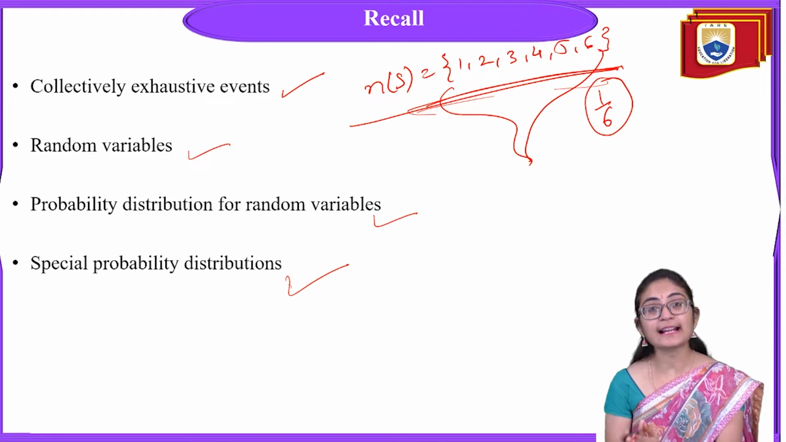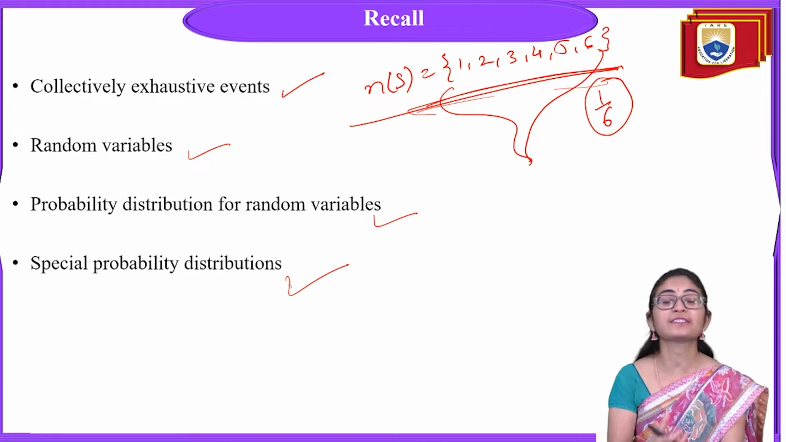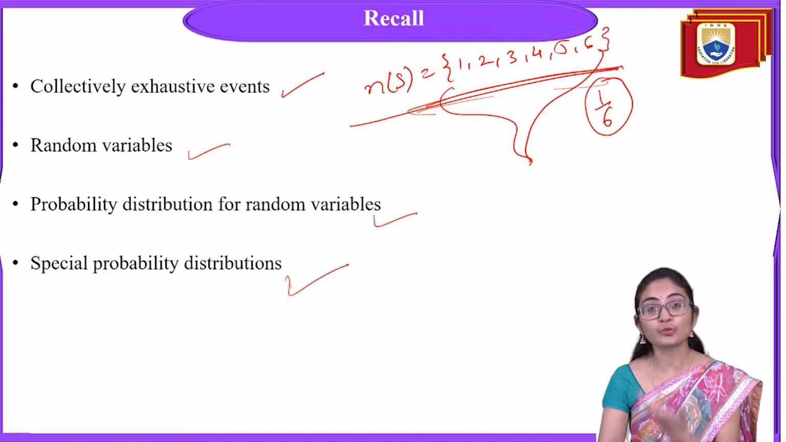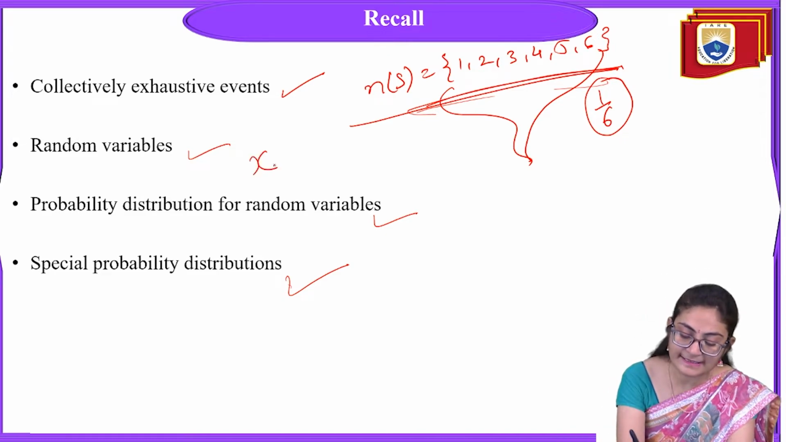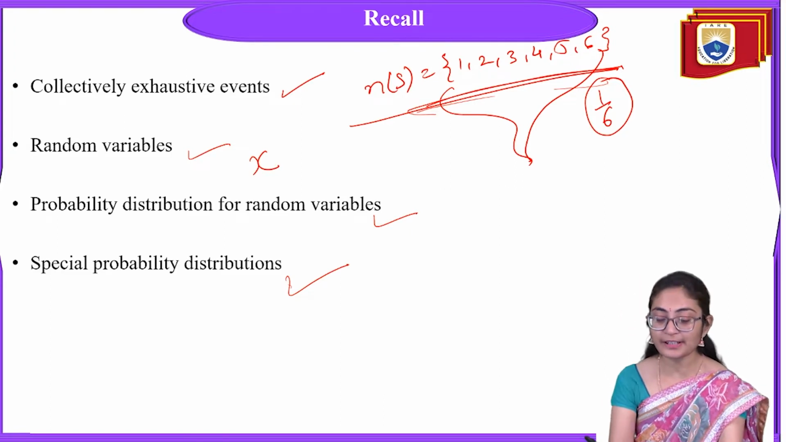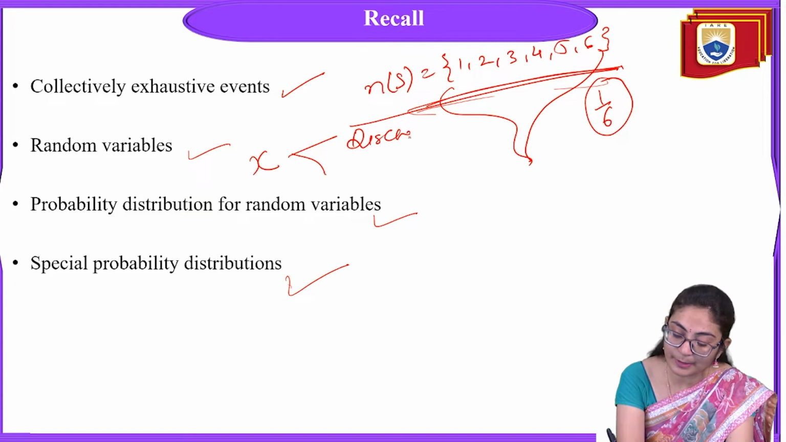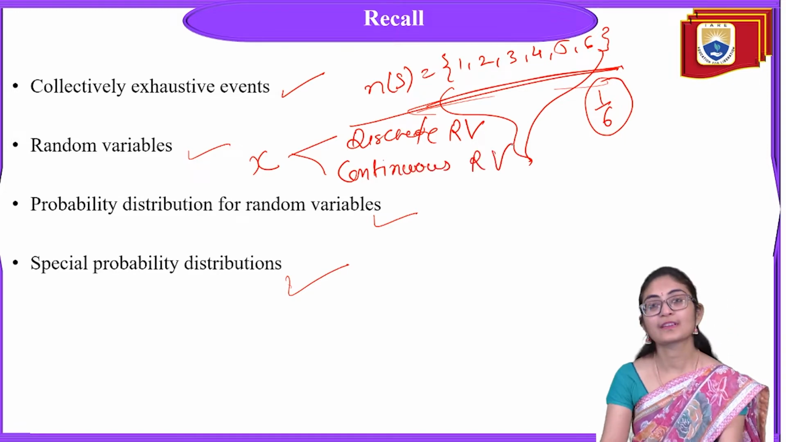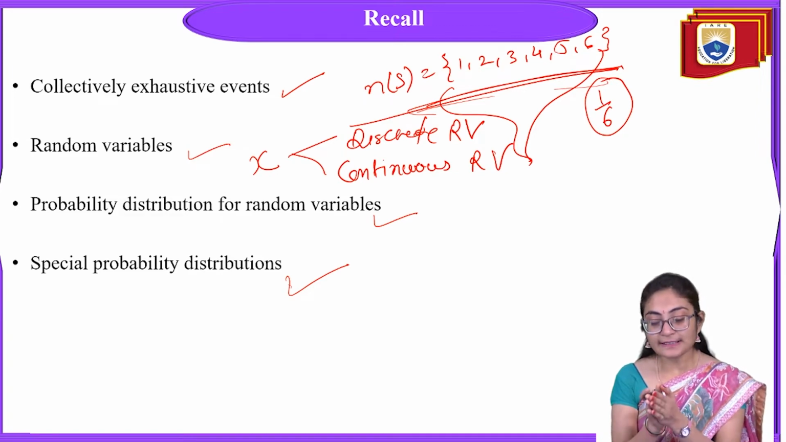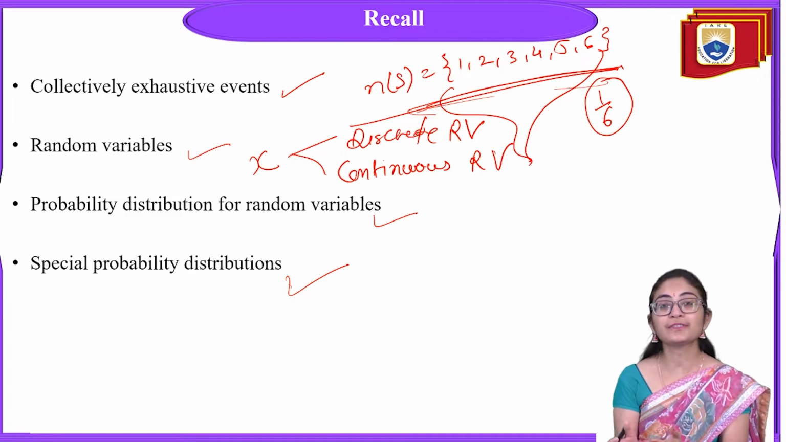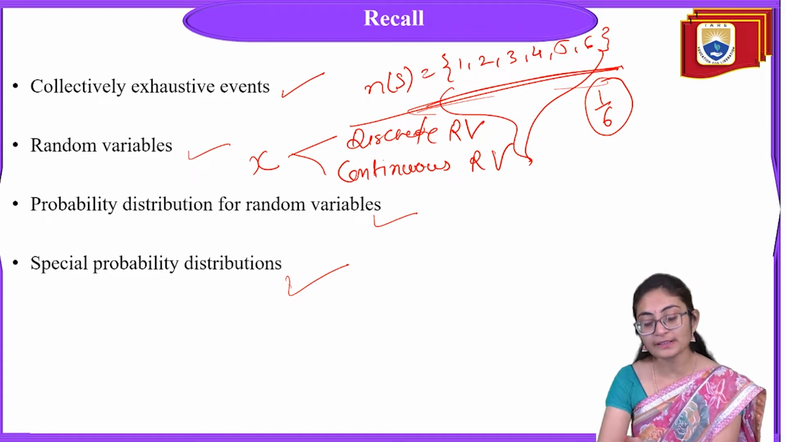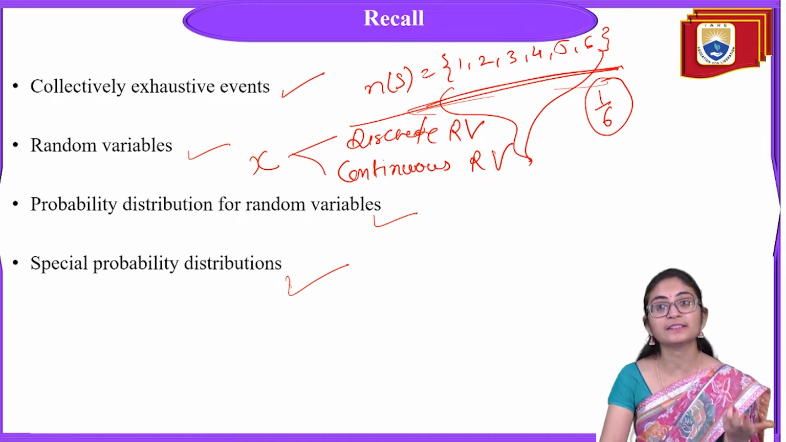Then random variables. A random variable is a variable used for denotation purposes, for example X. X is our random variable. A random variable can be a discrete random variable or a continuous random variable. These have some limitations. They sometimes contain values in continuous format and some values in interval format.